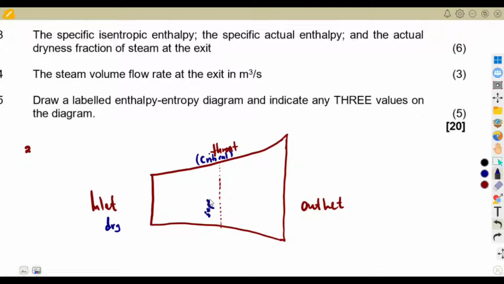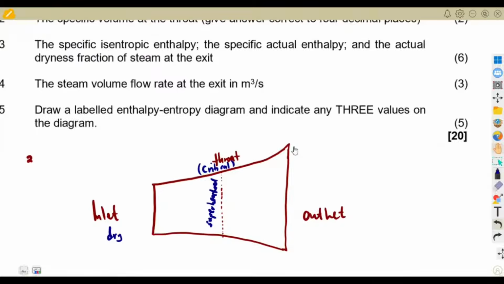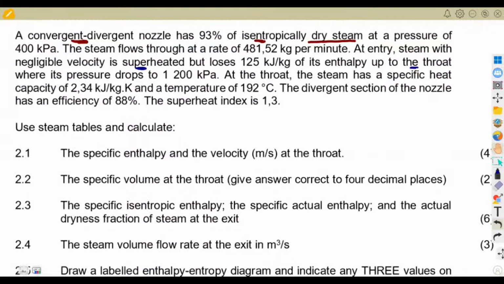Let's have something clear here. It's superheated. Then the other thing you're supposed to consider is the pressure drop. At the throat, the steam has a specific heat capacity, because once we have superheated steam, this is going to be the specific heat capacity of the superheated steam. Then the divergent section of the nozzle has an efficiency with an index of 1.3. We're going to take the information later on.